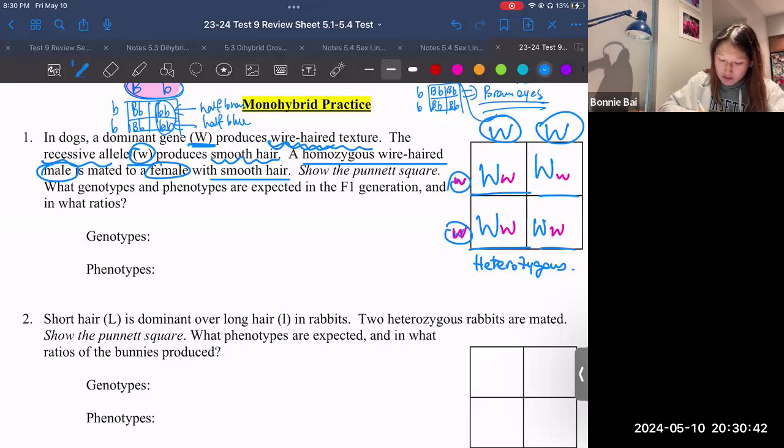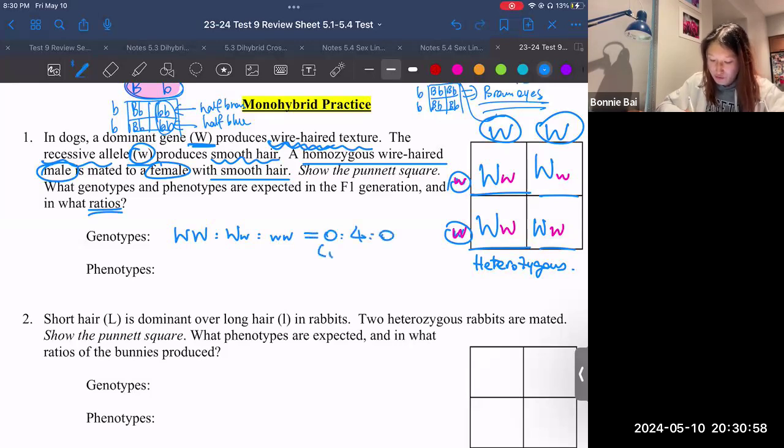It says ratio. So we're going to be good and we're going to do the ratio. Okay. We can do big W to big W, little w to little w. Little w equals 0. You can do 4 to 0. Or if it doesn't say ratio, if it says percentage, then you can just do 100% big W, little w. But if it does ratio, the ratio is what I'm looking for.